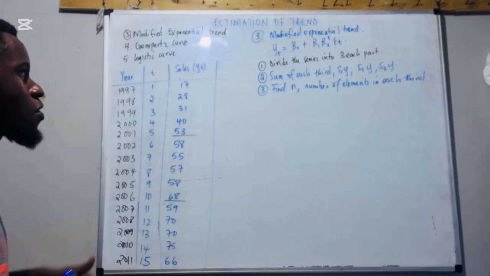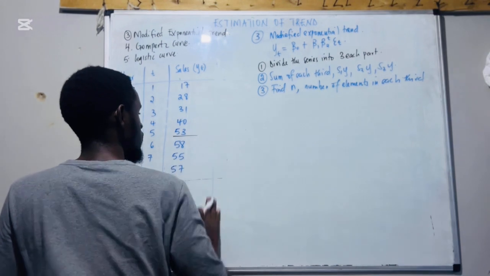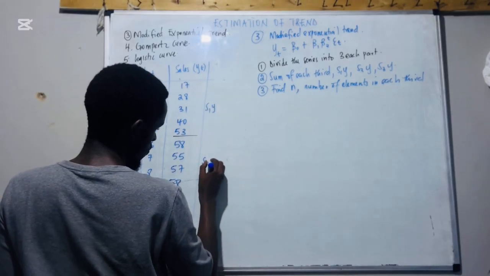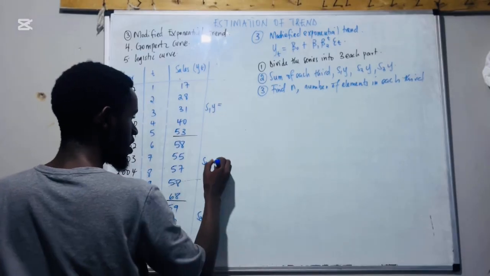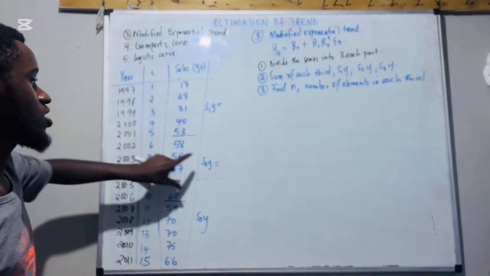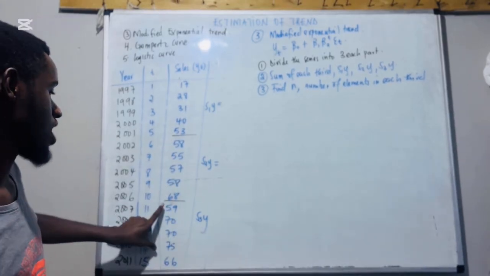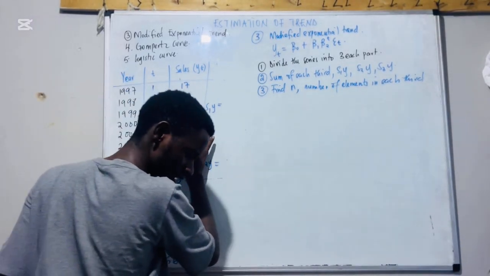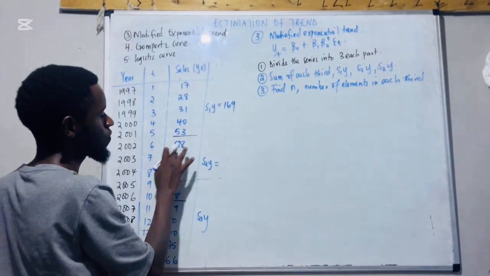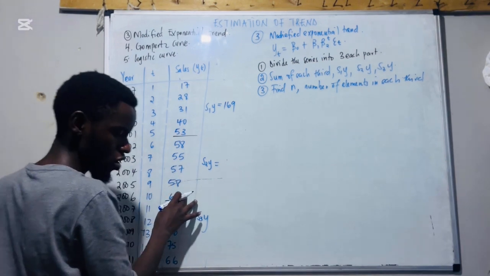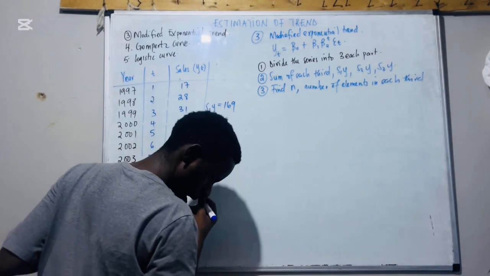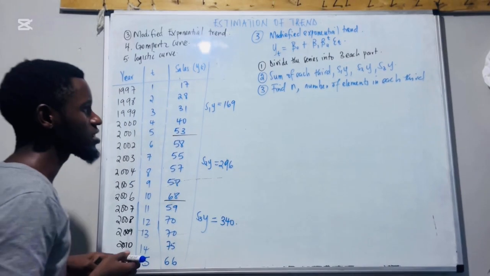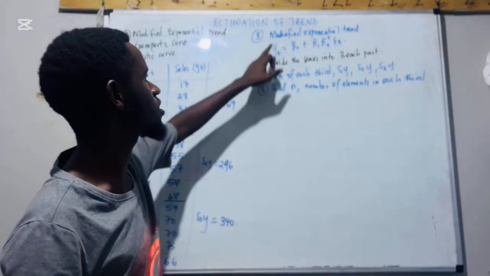Now for this example of ours, we just need to find S1y, S2y, and then S3y. S1y refers to the sum of the first third, S2y refers to the sum of the second third, and S3y is the sum of the last third. If you add 17 plus 8 plus the rest, we shall have our answer as 169. Then if you add 58 plus 55 plus 57 plus 58 plus 68, we shall have our answer as 296. And lastly, if you add this last part, we shall have our answer as 340.